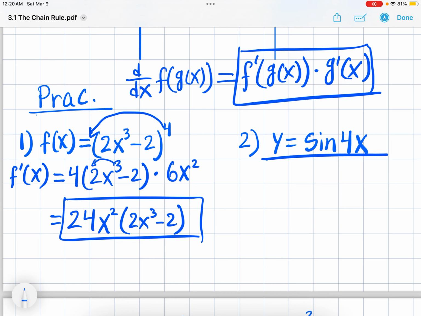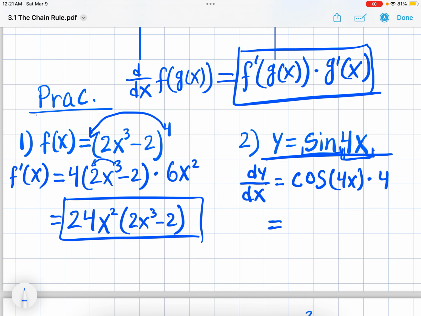Let's look at this. What would be the derivative of this? So dy over dx equals, what is the derivative of sine, which is cosine. We're going to keep the same, multiply by the derivative, which is just 4, which is equal to 4 cosine 4x.